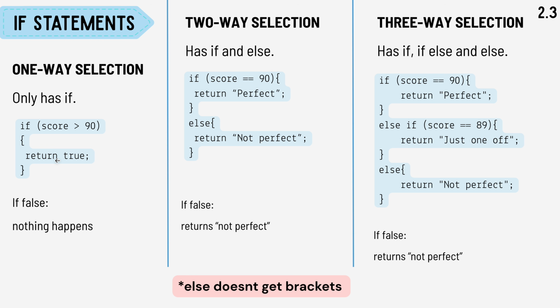The second one is if and else. So if the score is equal to 90, it's perfect. Else, it's not perfect. Make sure you don't add any brackets in the else. That is a trick question in the MCQs. Next is a three-way selection where it has if, else if, and else. So we have equal to 90, perfect, else if it's not equal to 90, it goes over here, it just returns one off, and if it's not this, it just returns not perfect.